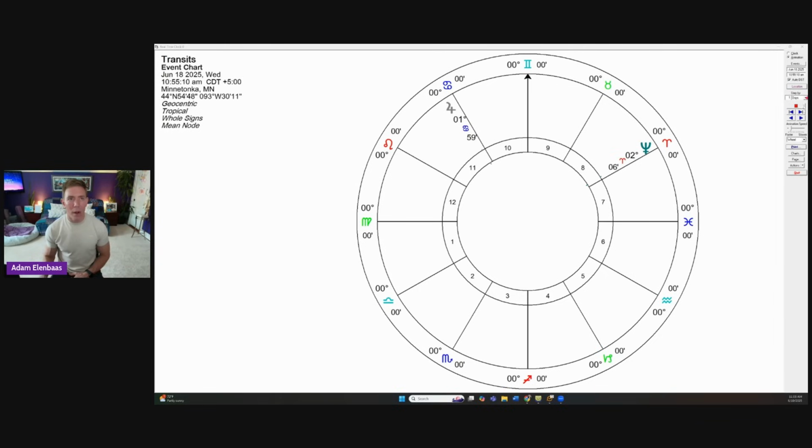Now, if we follow this transit just a little bit further, I'm going to go by hours here. We'll see that the transit is perfect down to the minute. This is right around 9:30 to 10:30 p.m. Central Time tonight. So that's June 18th.